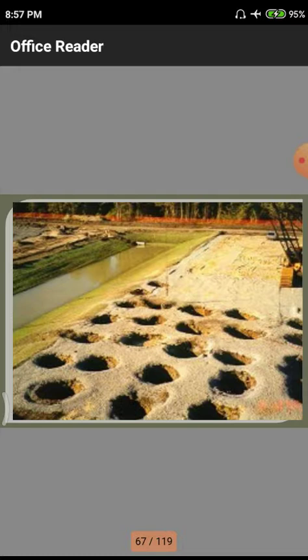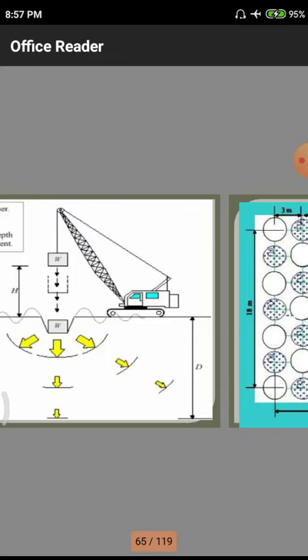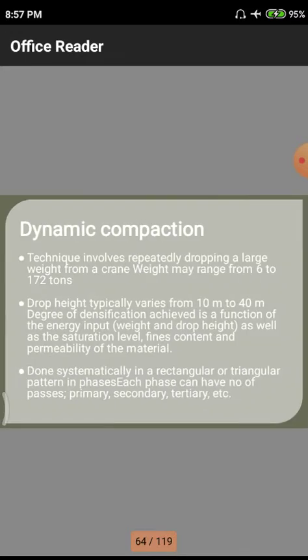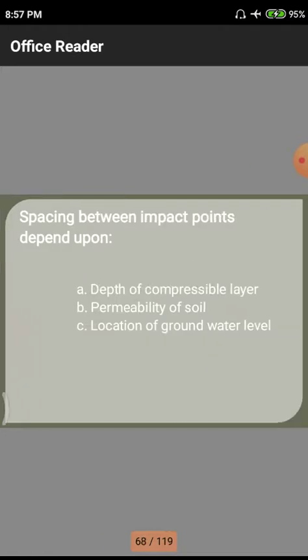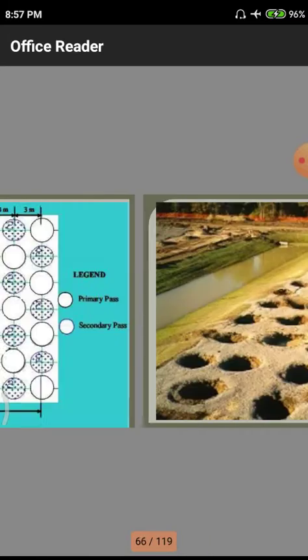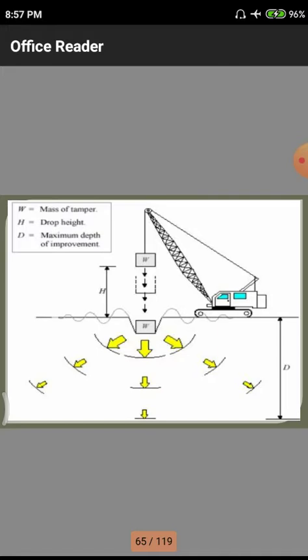It may range from 10 to 40 feet. The dropping height ranges from 10 to 40 feet, and the dropping weight is 6 to 172 tons. These are the major things. What the spacing between the impact points depends upon, first of all, is the depth of the compressible layer. That means this is the depth of the compressible layer.